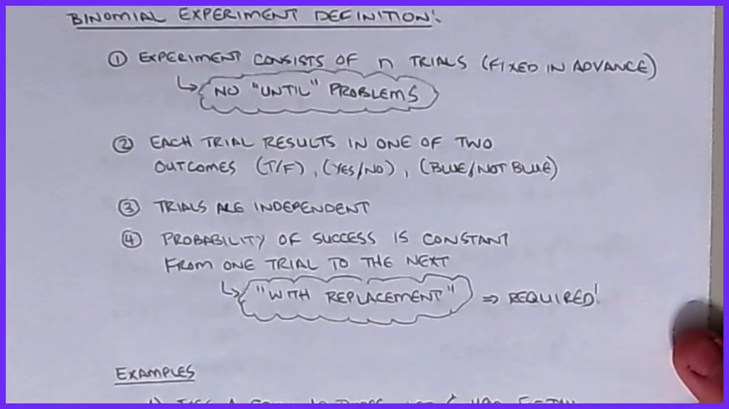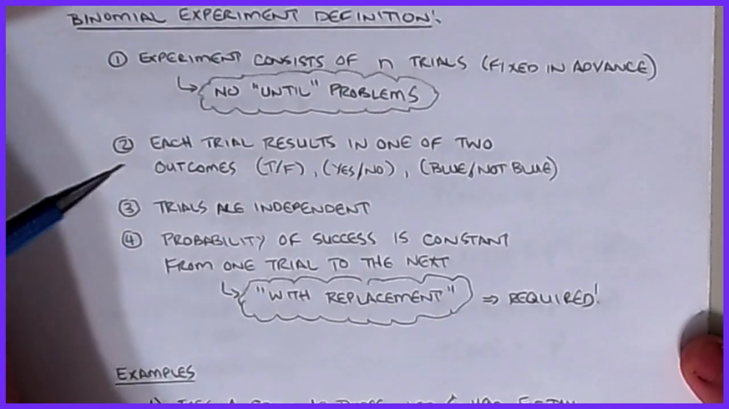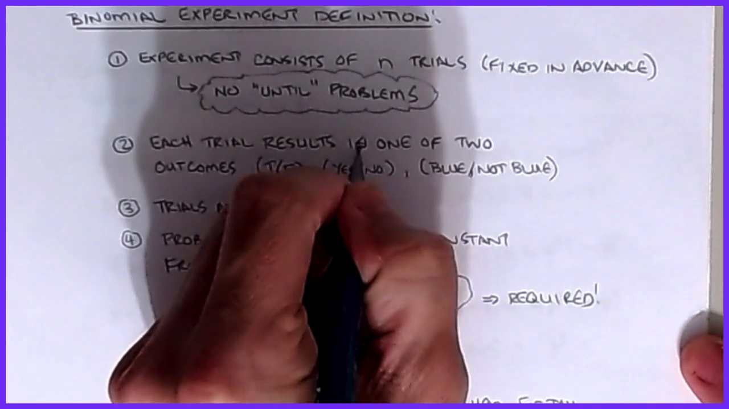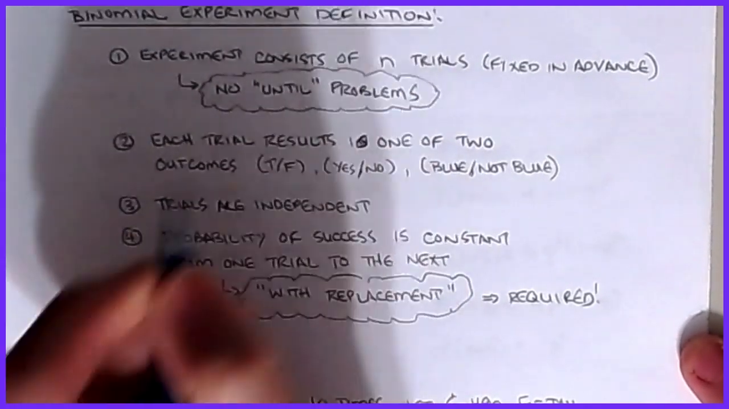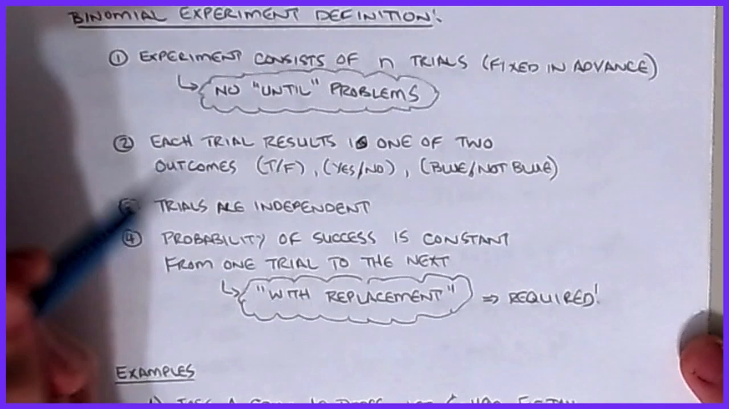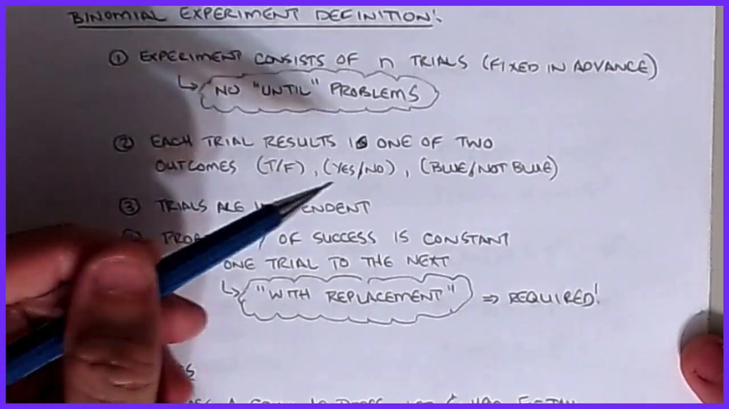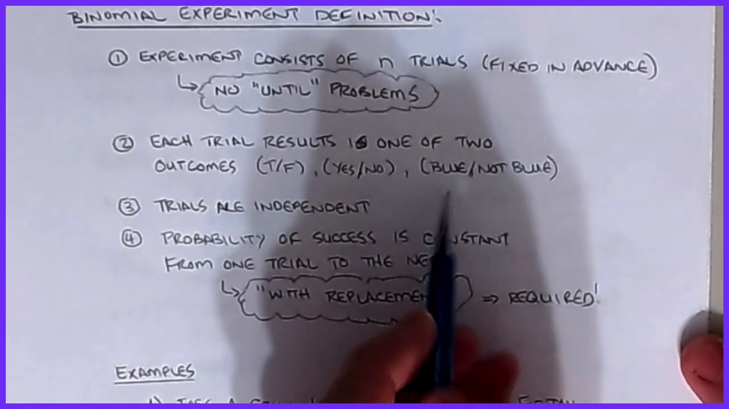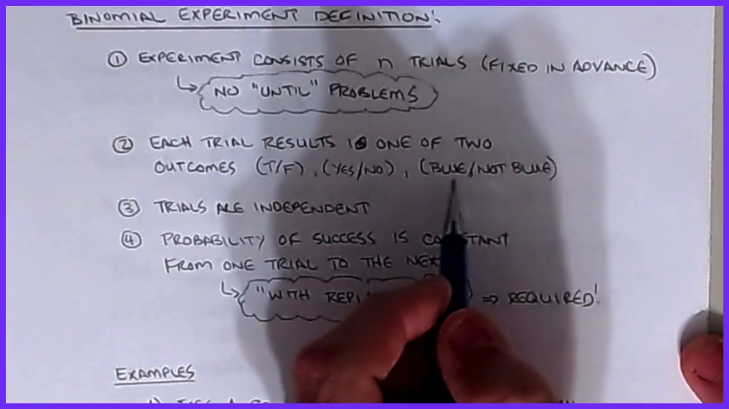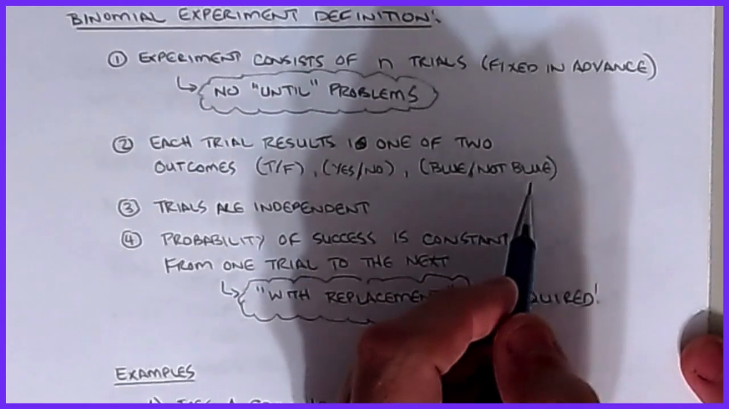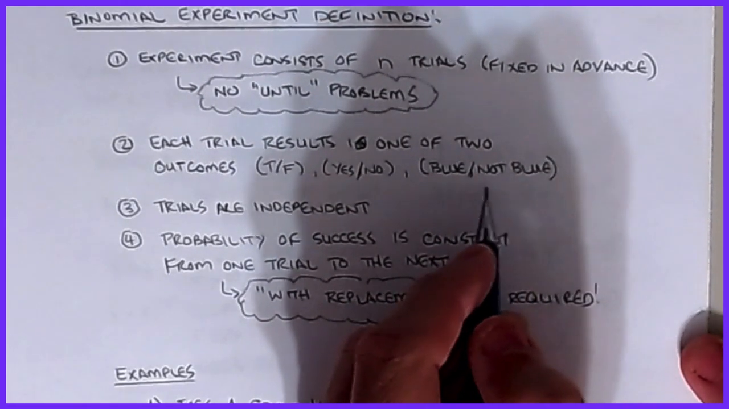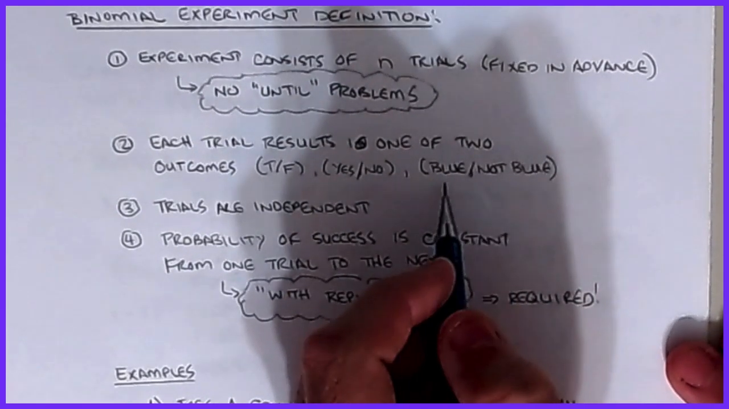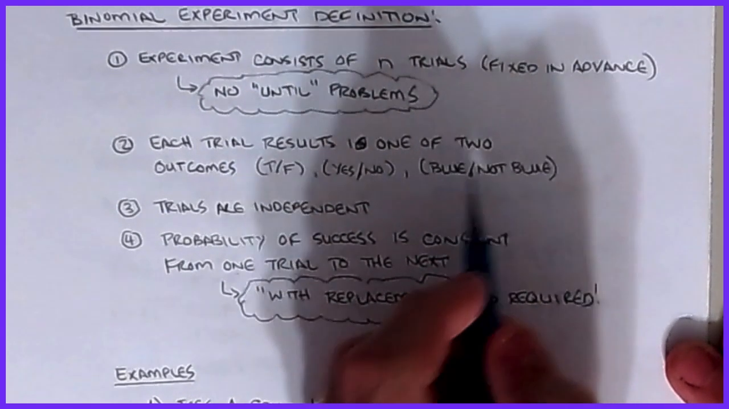The second criterion is that each trial results in one of two outcomes. Typically a true or false, or a yes or no, or more powerfully, an event and then its complement. So I use the example of blue and not blue. We've talked about this in some of the previous examples, how we can cluster or condense a problem into a criterion that I'm looking for and then everything else.